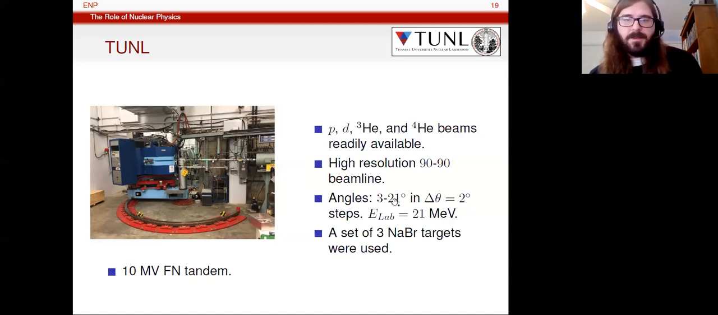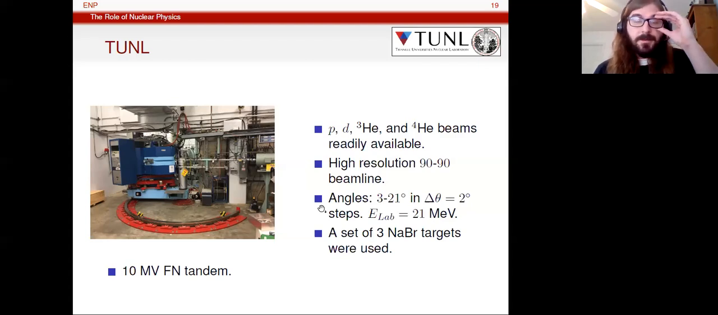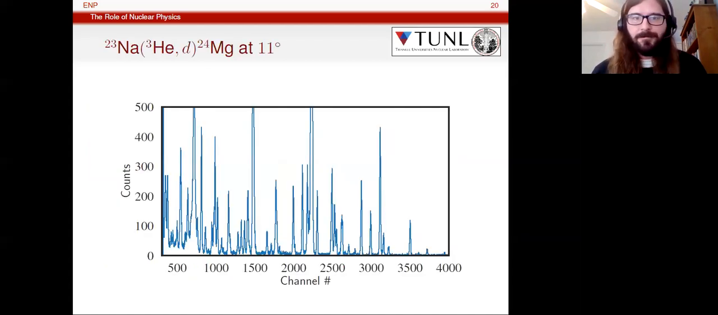And for this experiment that I'm going to start showing work from now, we measured from 3 to 21 degrees in the lab in 2-degree steps with a helium-3 beam of 21 MeV. Additionally, there were a set of 3 sodium bromide targets used over the course of this experiment, and those basically had the properties of being relatively stable under bombardment. And so this is what you get.